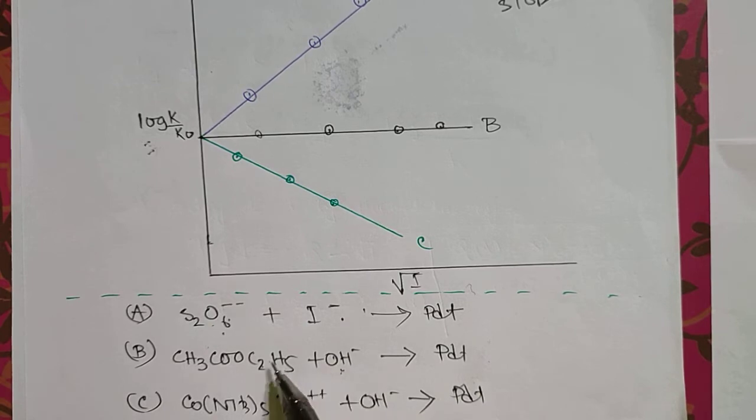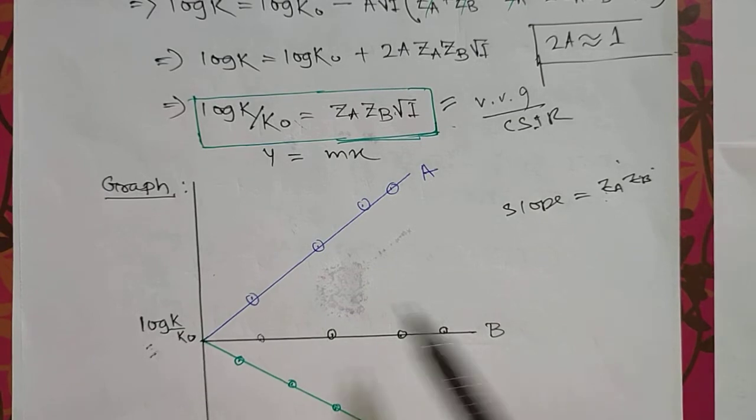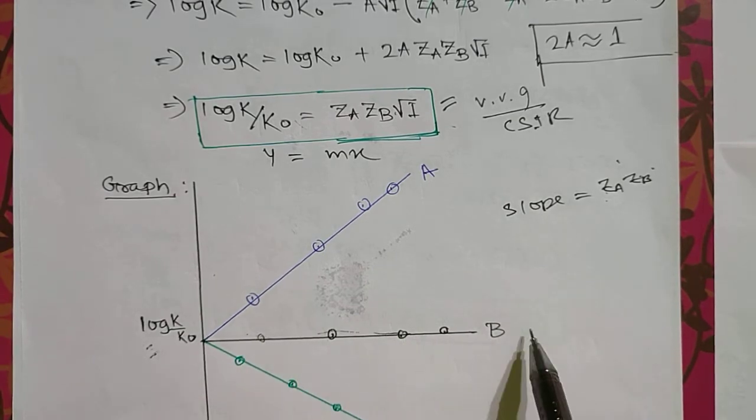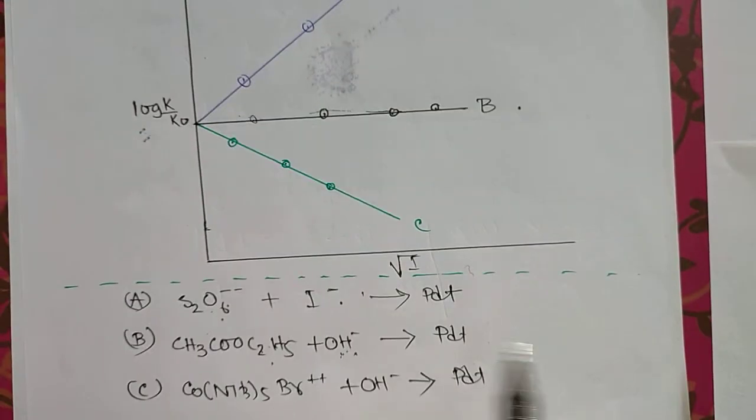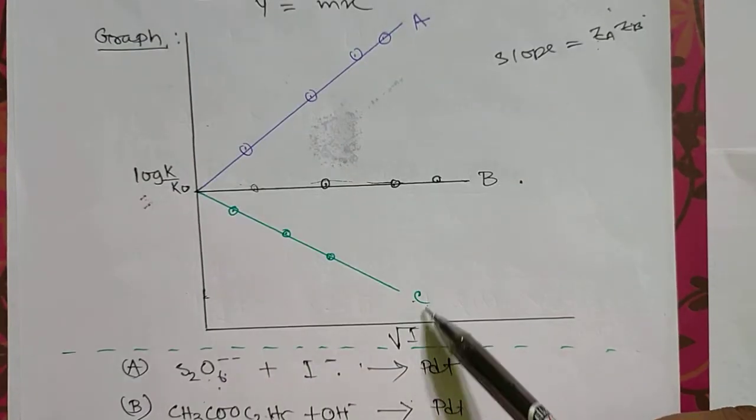What will happen? This is neutral and this is minus, so 0 into minus, negative whatever it may be, that will be 0. So in this case the slope is 0, and slope 0 means that it will pass through the x-axis. So this is the B, actually, this example. And third is plus minus, that means opposing charges, plus minus or minus plus, so the slope will be negative. The slope being negative means this green color. So this is for the C.